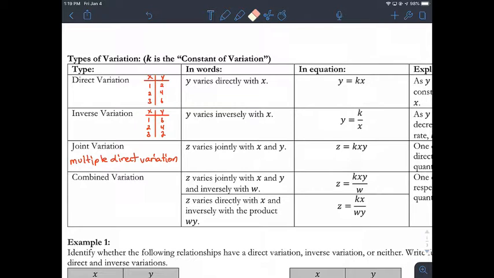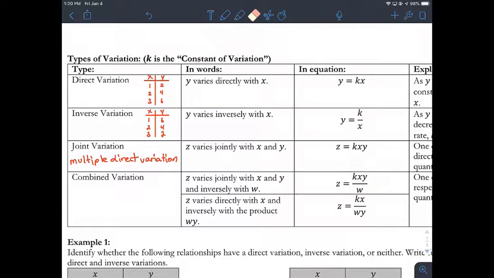All right, combined variation on the other hand could have direct variation and inverse variation all tied together. For instance, you might see something like z varies jointly with x and y and inversely with w, meaning that jointly is multiple direct variations, so x and y is multiplied to that k, just like this x up here. And then the w is varied inversely, so it's in the bottom, in the denominator, just like the x right up here whenever we were talking about inverse variation.